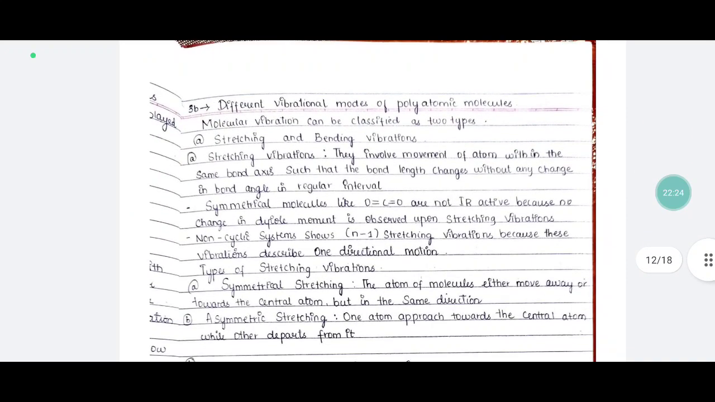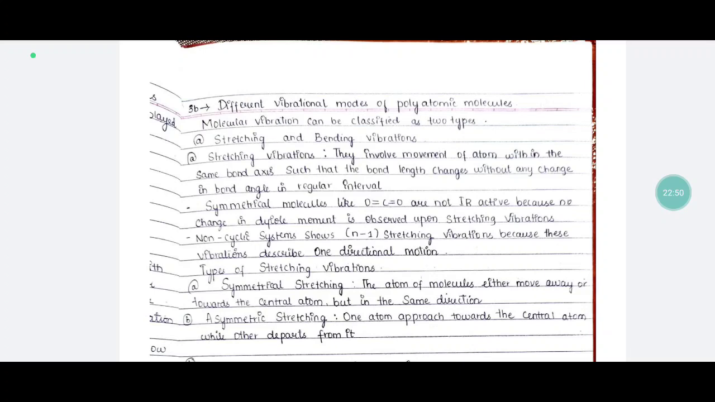And the third A question was completed. Then the third B, different vibrational modes of polyatomic molecules. Molecular vibration can be classified into two, that is stretching and bending vibrations. The stretching vibrations have two types, that is symmetrical stretching and asymmetrical stretching.